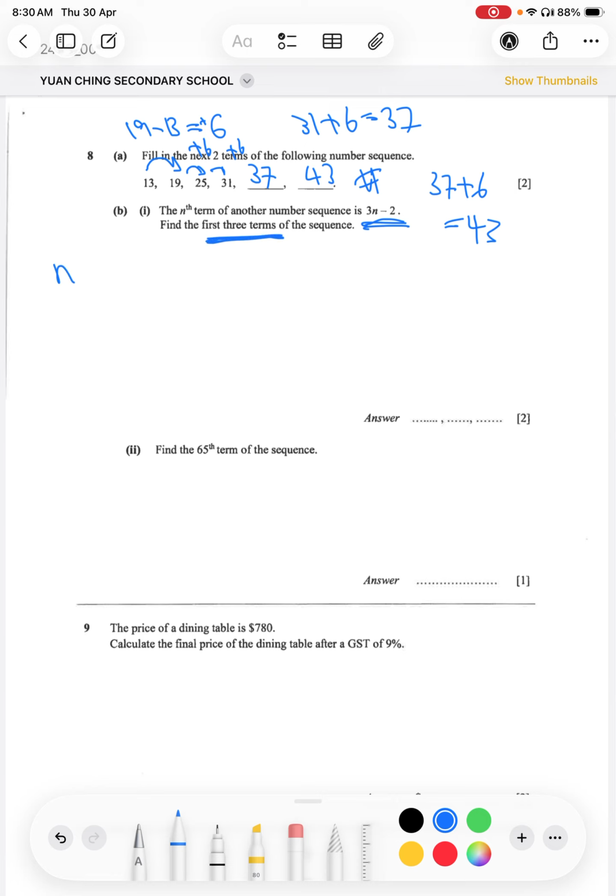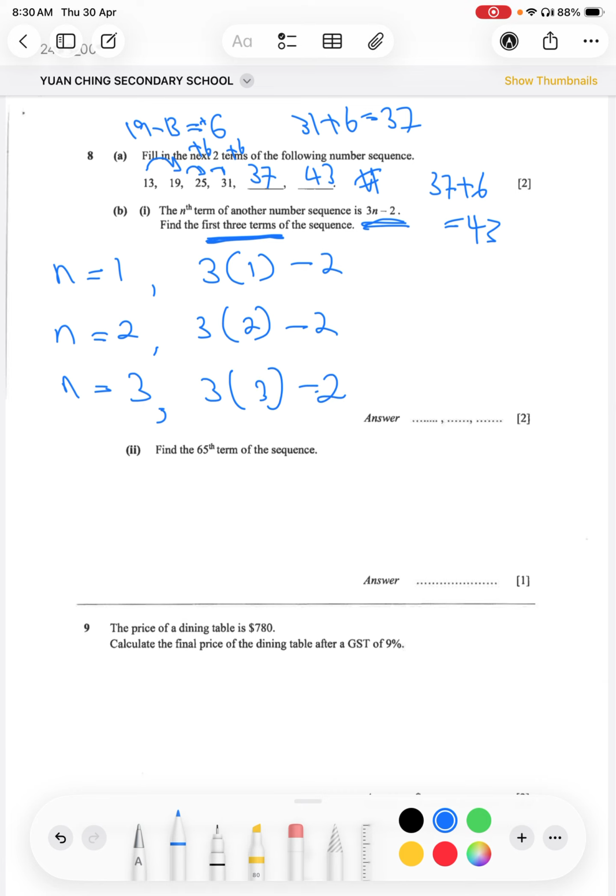The first three terms means when n is 1, n is 2, and n is 3. These are the first three terms. This is what it means. First three terms is n equals 1, n equals 2, n equals 3. You substitute n is 1 into the equation. You substitute n is 2 into the equation. You substitute n is 3 into the equation.